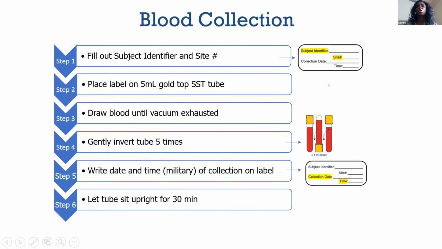So in terms of blood collection, you want to make sure to fill out the label that we gave you with the identifier number for the participant and your site number. The site number for each site will actually be listed on the mock. And so each site will have their own site number. You're going to place that label on the gold tube. You're going to draw the blood, invert it gently 5 times, and then write the date of collection and time of collection on the tube. Make sure you do it in military time. And then let the tube sit upright for 30 minutes.